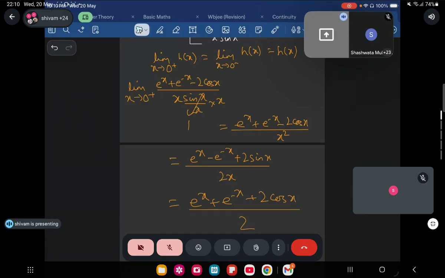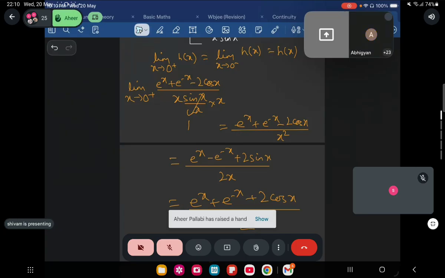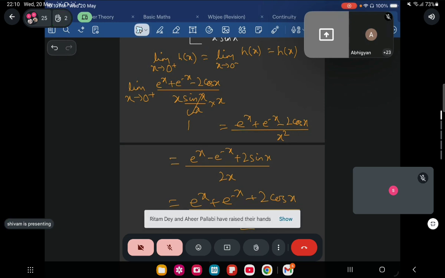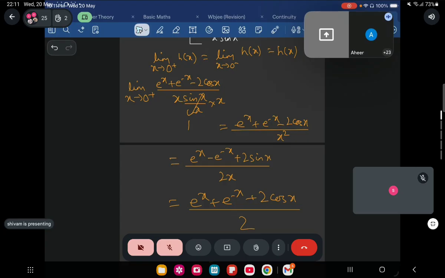Can we use standard forms over here? e to the power x minus 1 by x, something like that. Yes, can you tell me completely? Okay, Ahi, tell me. So we can break 2 cos x, and using the formula we can use standard forms from there.